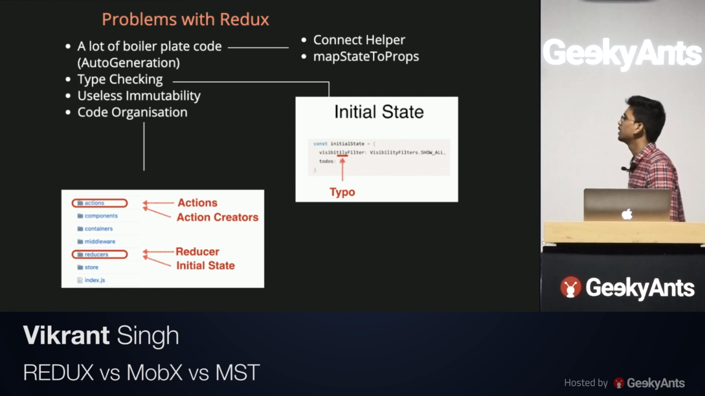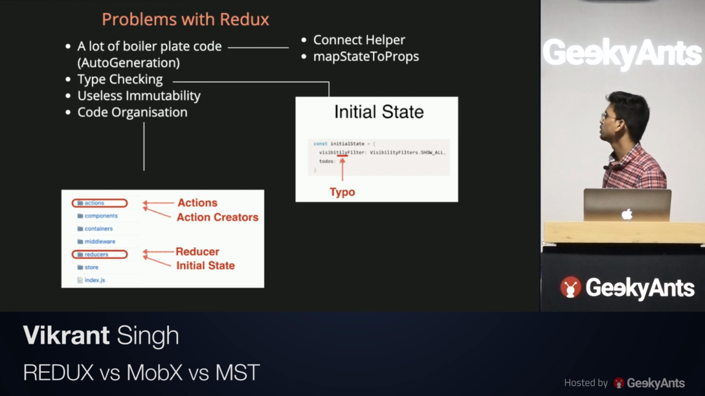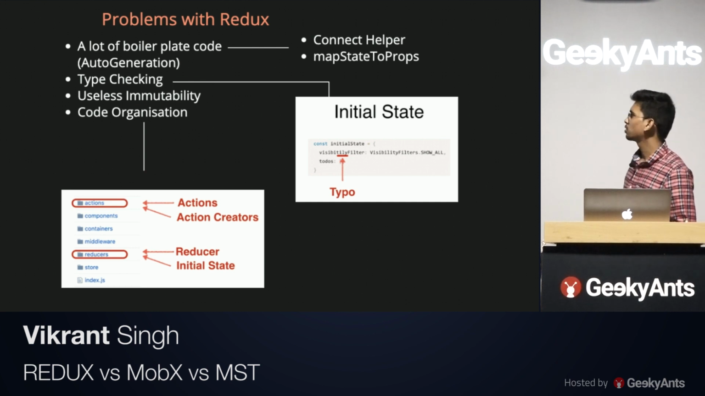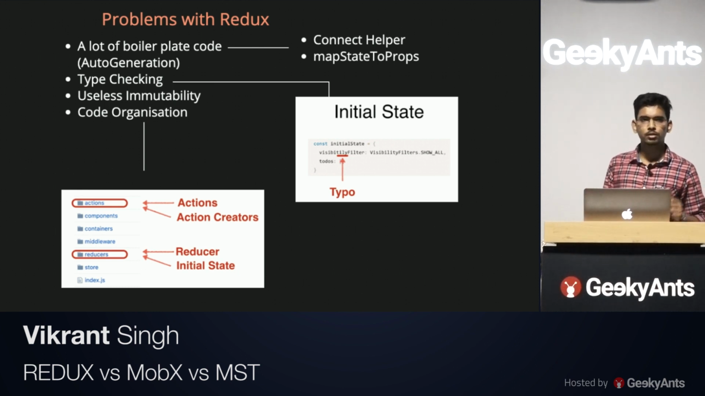And Redux also lacks type checking, which is built into React. The place where you are defining your initial state, suppose you make a little typo, and it would waste a lot of time for you to fix this kind of issue. So that's why we also need a library which has the concept of type checking. And if we talk about immutability, immutability is just an implementation detail in Redux, and developers generally do not get a lot of benefit from it.